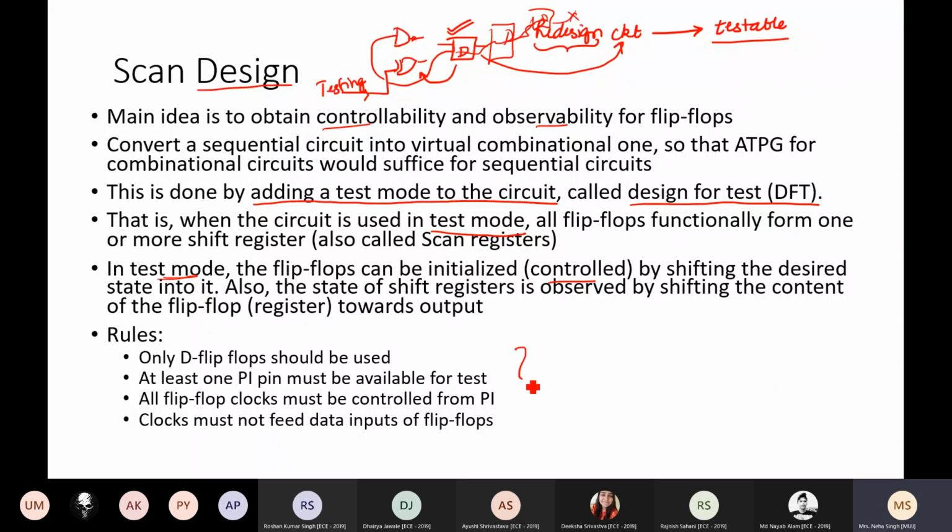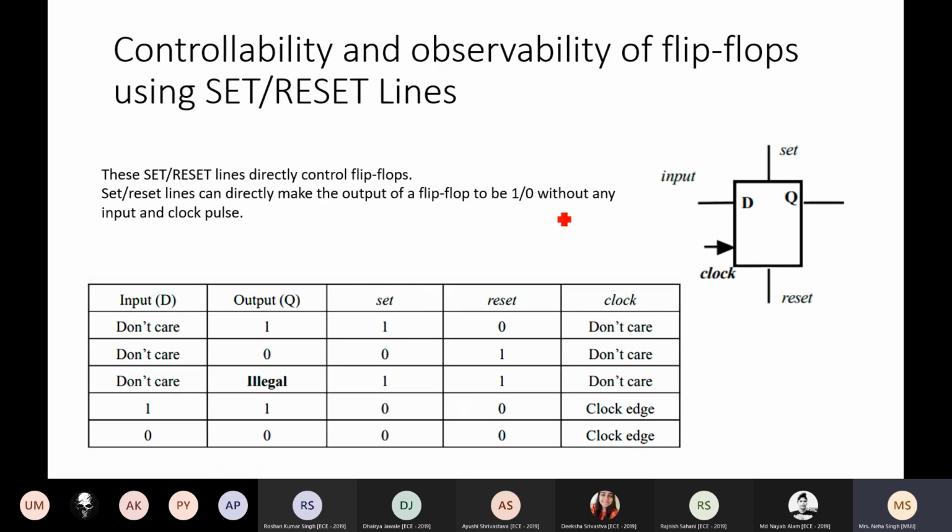Okay? Certain rules that we need to follow: we need to have D flip-flops only. All the D flip-flops will be governed by a single clock, synchronized होने चाहिए. The clock should not be giving input to any D flip-flop. The clock must not feed the data input of a flip-flop. It should be a primary input. It should not be a secondary input or a secondary output. Okay? And there is at least one primary input which is available for test, so that I put my pattern inside this shift register.